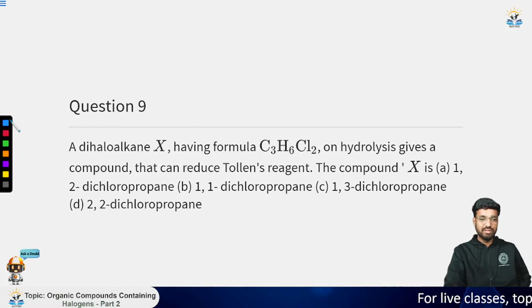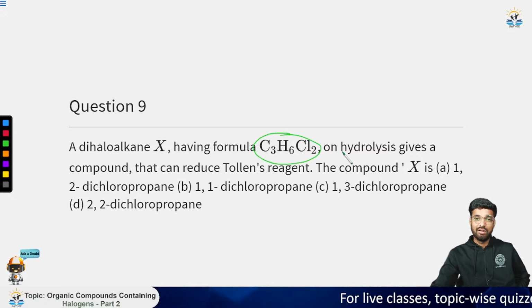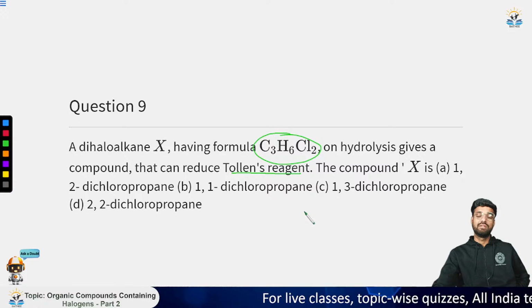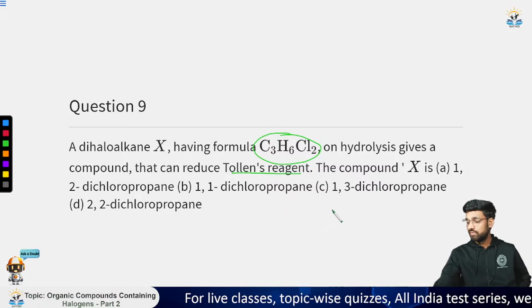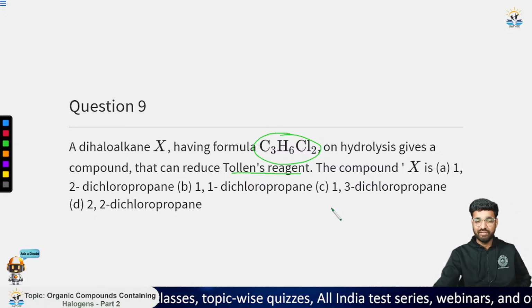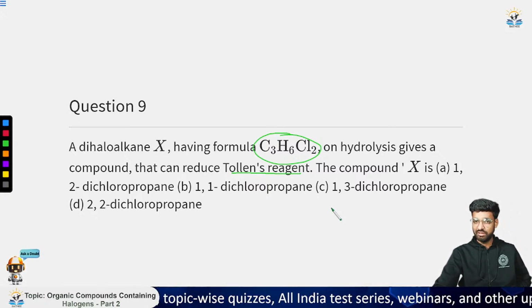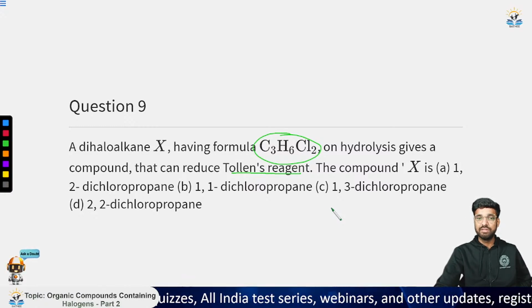This is the 9th question. A dihaloalkane having a given molecular formula, on hydrolysis gives a product that can be reduced by Tollens' reagent. So this is the Tollens' reagent question. For those who don't know, Tollens' reagent basically reacts with a carbon which has an aldehyde group. So this is the basic idea behind it. If you know what Tollens' reagent is, you can solve this question.